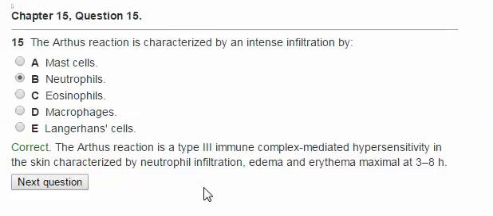15. The Arthus reaction is characterized by an intense infiltration by A. Mast cells, B. Neutrophils, C. Eosinophils, D. Macrophages, E. Langerhans cells. And the answer is B. Neutrophils. The Arthus reaction is characterized by an intense infiltration by neutrophils. The Arthus reaction is a type 3 immune complex mediated hypersensitivity in the skin characterized by neutrophil infiltration, edema and erythema maximal at 3 to 8 hours. So this happens often after an injection.